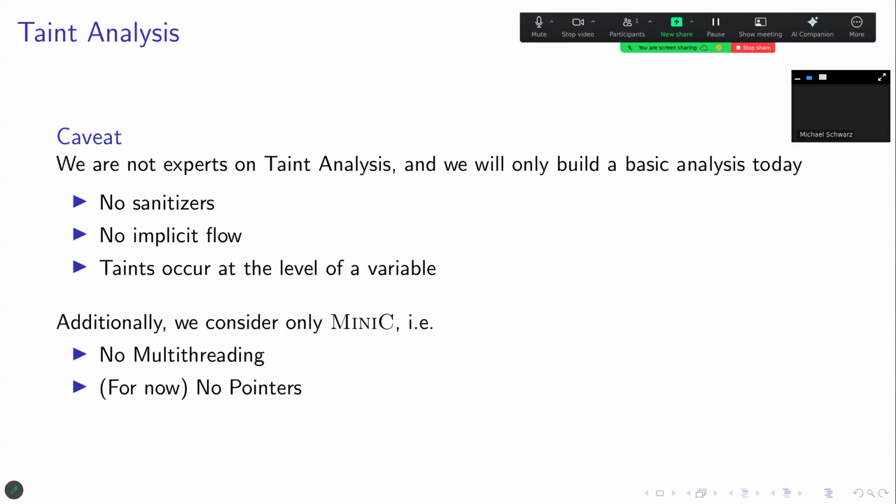And then the other caveat is that we don't have so much time, so we will only be considering some tiny subset of the C programming language, this mini C. And in this mini C, we will assume that we, for example, don't have any multi-threading. And we will for now also assume that we don't really have pointers. So this is something that will make it tractable for you guys to actually implement this analysis.